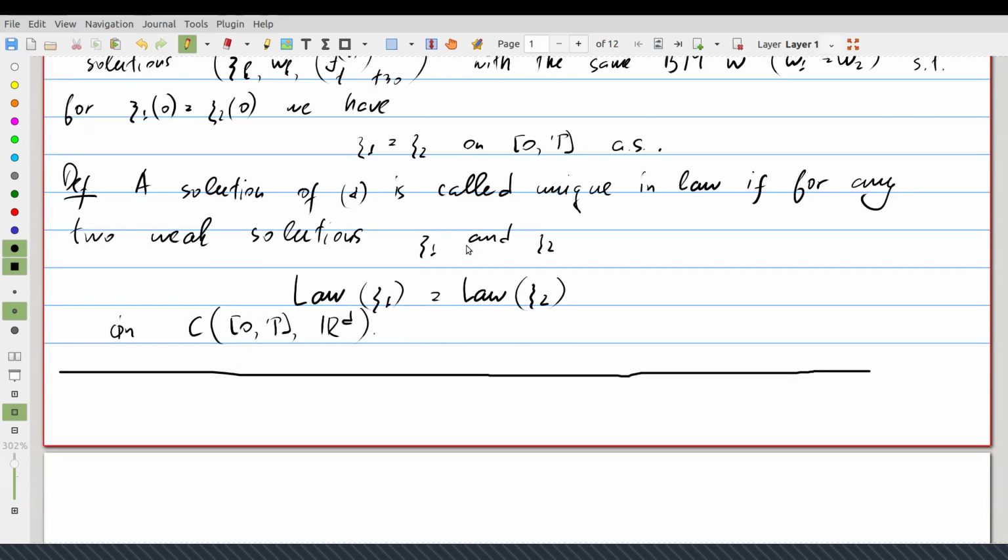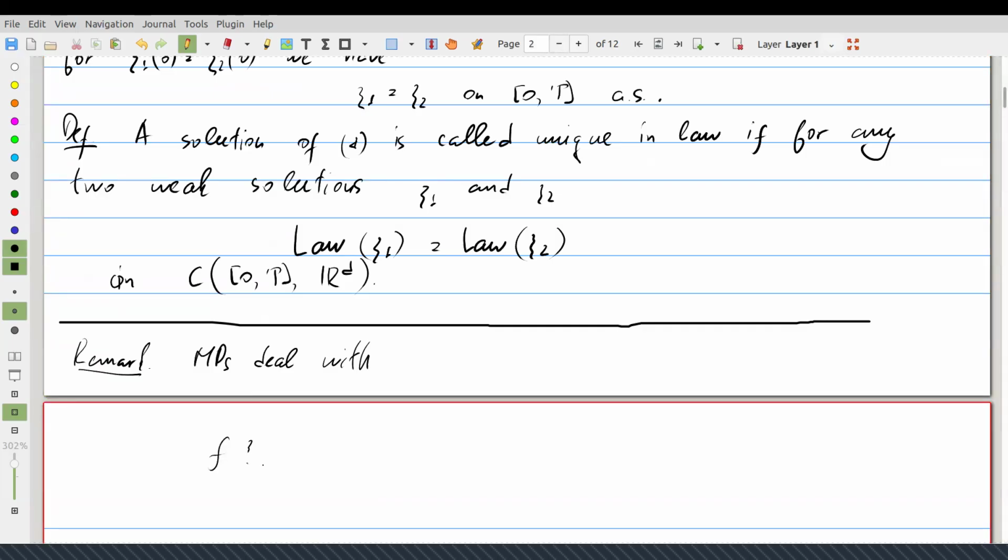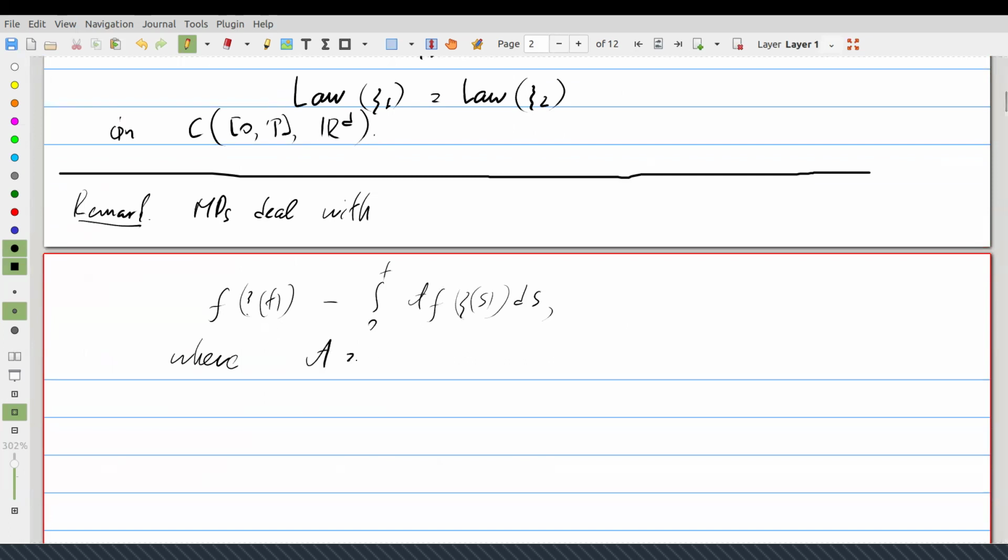And the theory of weak solutions is effectively the theory of such things as martingale problems. Unfortunately, we are not going to discuss them, but one remark that is interesting is that martingale problems deal with expressions of such form: f(psi(t)) minus the integral from 0 to t of Af(psi(s)) ds, where psi is a weak solution and A is the operator. In the one-dimensional case it is going to be of this form, with d over dx. Because they deal with such expressions, for instance, time change is very easy to do here.